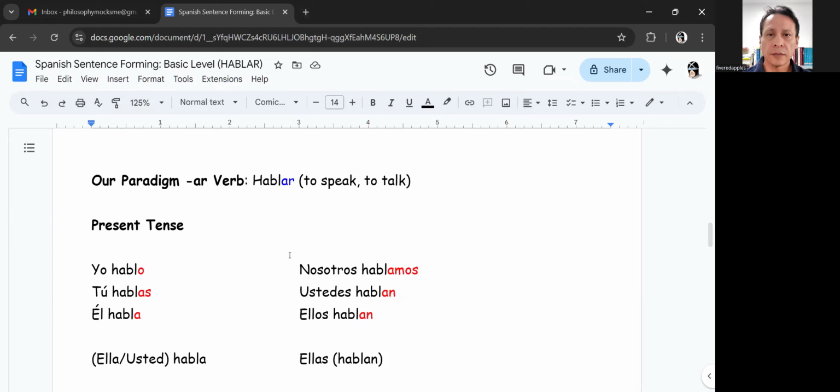Our paradigm AR verb is hablar. I put the infinitive ending in blue, and I put the personal subject endings in red below. Hablar means to speak or to talk. Yo hablo. By now you already know the subject pronoun, so you know it means I speak.